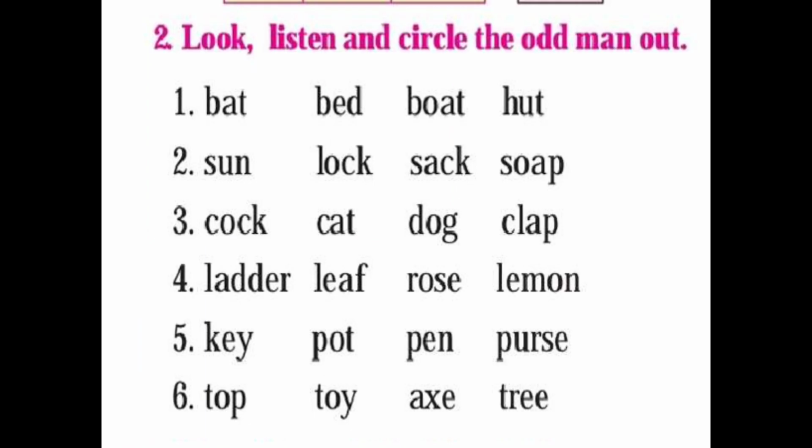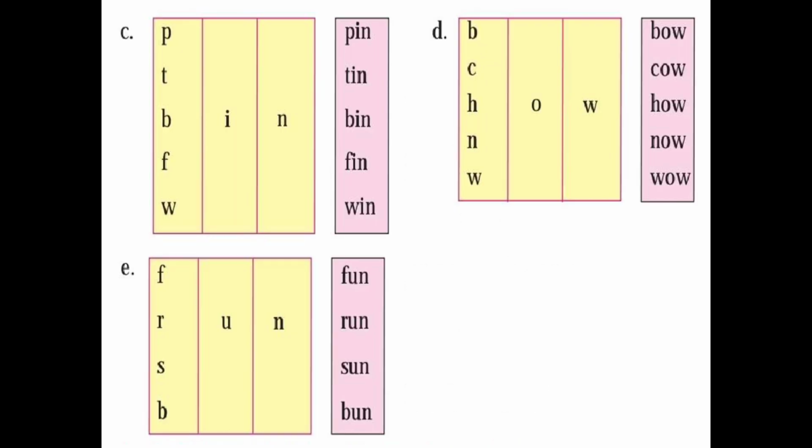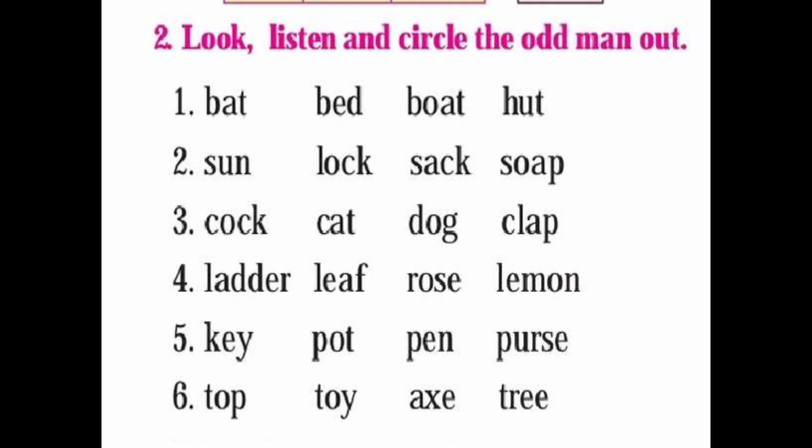Now question number 2. Look, listen and circle the odd man out. We have a few words here. First one, bat, bed, boat, hut. Now children, tell me, what can you see? Something is different. We have B in all the words. See, B for bat, B for bed, B for boat, and H is the odd man out. H for hut is the odd one. So let us circle hut.